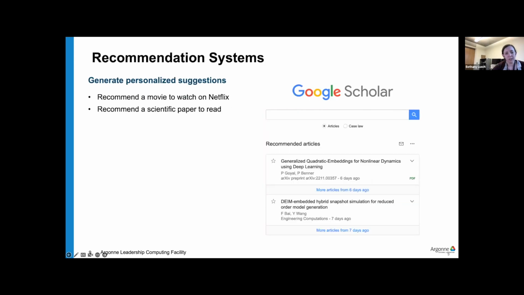We all also encounter a lot of recommendation systems, like recommending a movie to watch on Netflix, or a science example would be recommending a scientific paper to read. This is what Google Scholar suggested to me today, that they think I should read. And this can use separate methods from some of these other machine learning tasks.